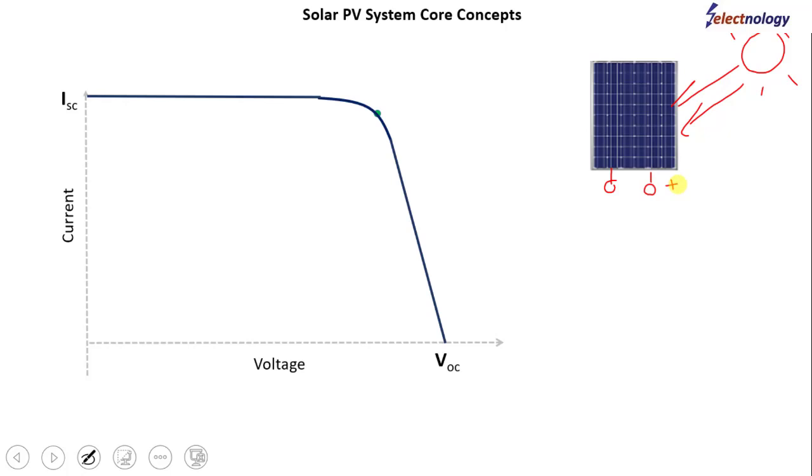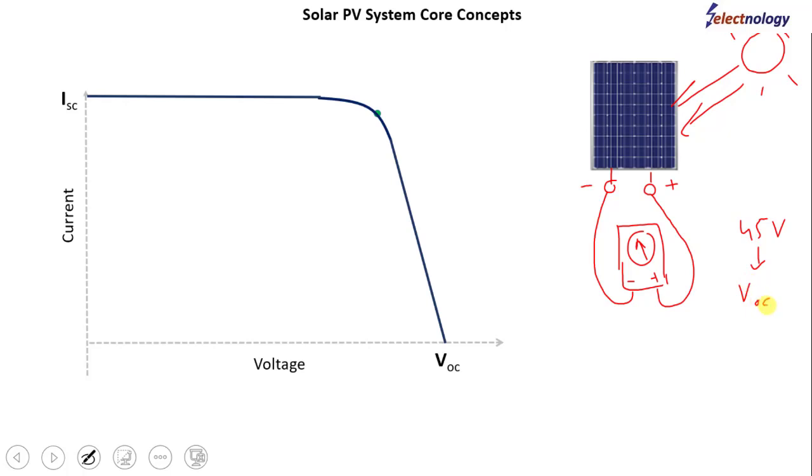So this positive terminal and this negative terminal, if connected to a voltmeter, let's connect it. Let's connect the negative lead to the negative terminal of the PV module and the positive lead to the positive terminal of the PV module. Then this PV module shall give you a reading on this voltmeter. Let's assume it's giving a reading of 45 volts. We will call this 45 volts the voltage open circuit.